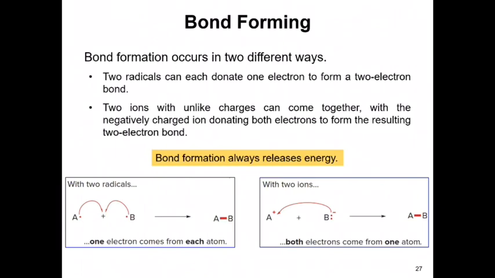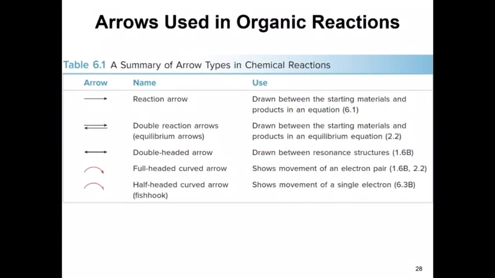is an endothermic process. And here's a table that summarizes the different types of arrow used in organic chemical reactions. So we have the normal reaction arrow here, which basically separates the starting materials or the reactants from the product side. And then we also have double reaction arrows, which are the arrows used in equilibrium reactions. We also have double-headed arrows, and a double-headed arrow is basically drawn between resonance structures.